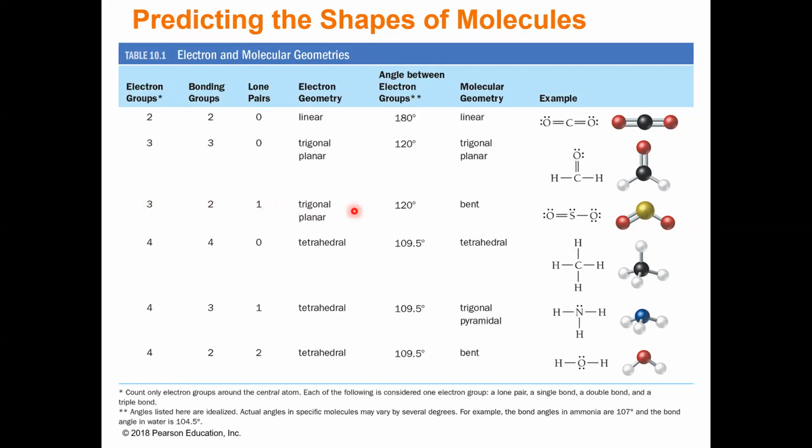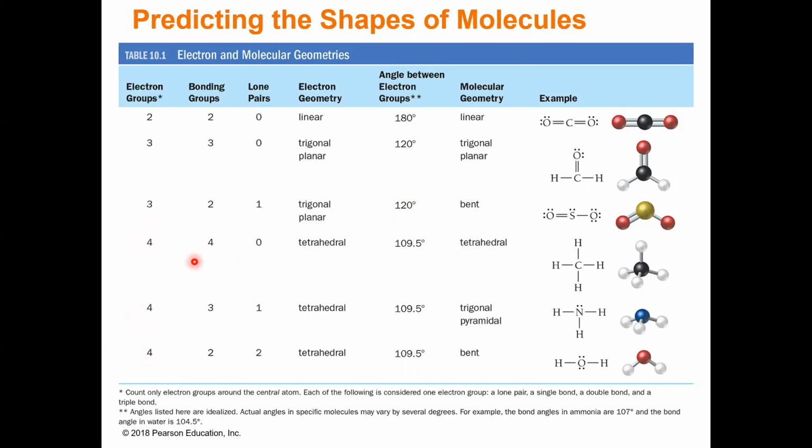In that case, we have a trigonal planar electron geometry, so that's the same as before because that's based only on the number of electron domains. But our molecular geometry is going to be called bent. And in that case, our angle is a little bit less than 120, but it's going to be just less than 120. When we have 4 electron domains, we have 3 possibilities.